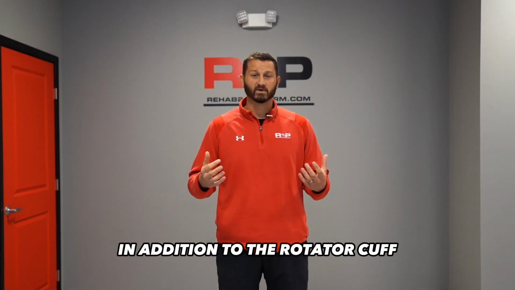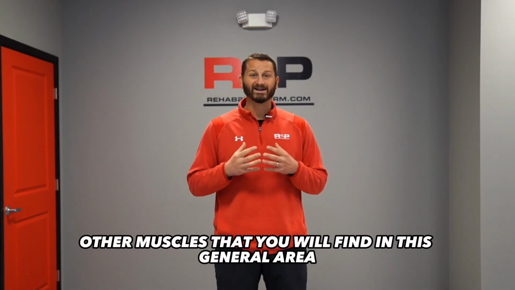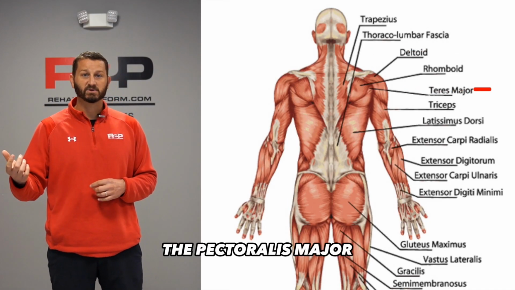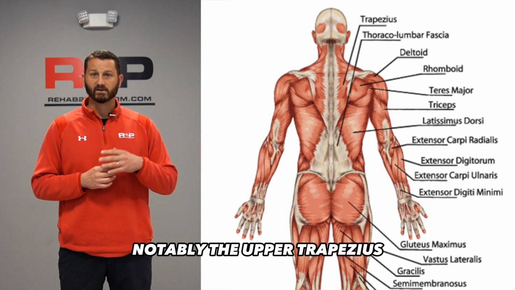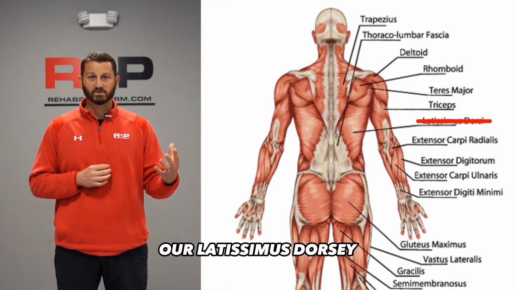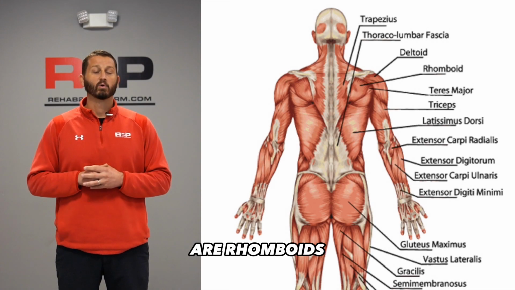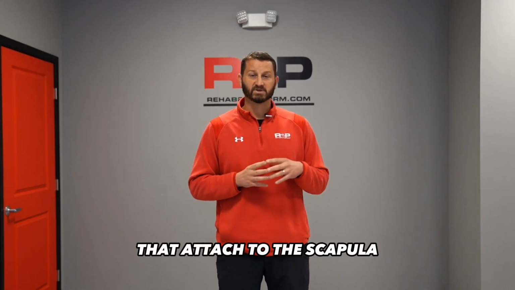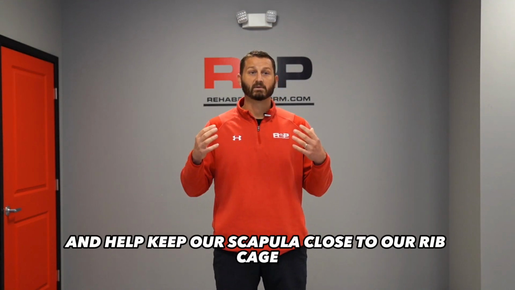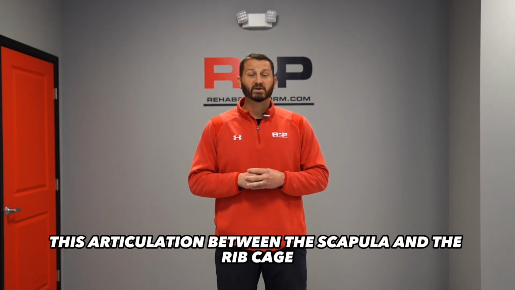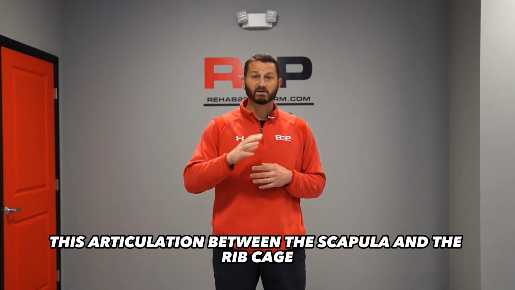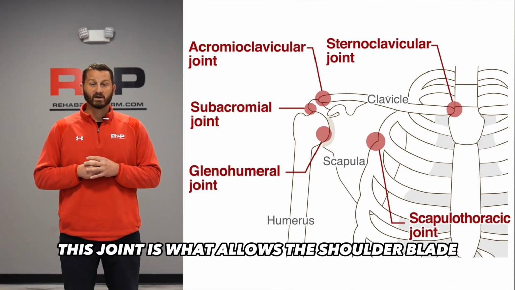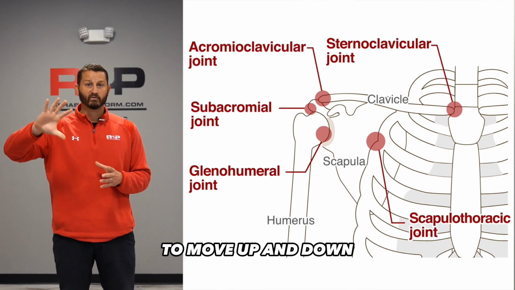In addition to the rotator cuff, other muscles that you will find in this general area are the deltoid, the pectoralis major, the trapezius, notably the upper trapezius, our latissimus dorsi or our lats, our rhomboids, and then there are a variety of other smaller muscles that attach to the scapula and help keep our scapula close to our rib cage. This articulation between the scapula and the rib cage is called the scapulothoracic joint. This joint is what allows the shoulder blade to move up and down.